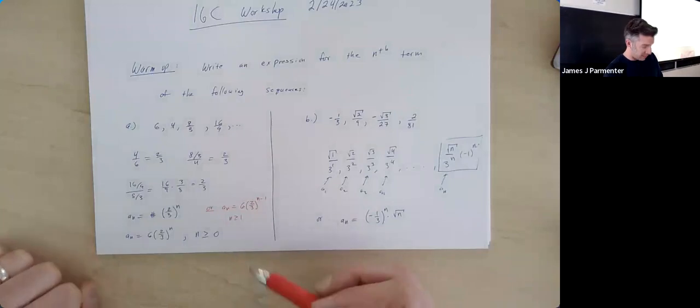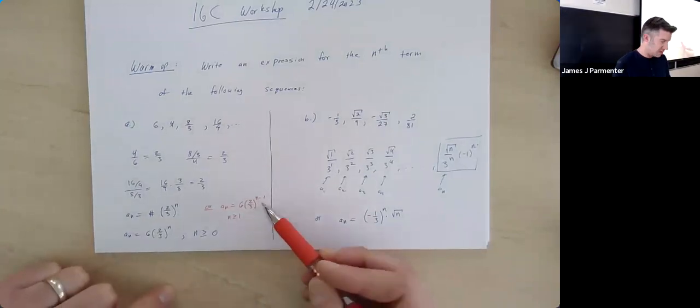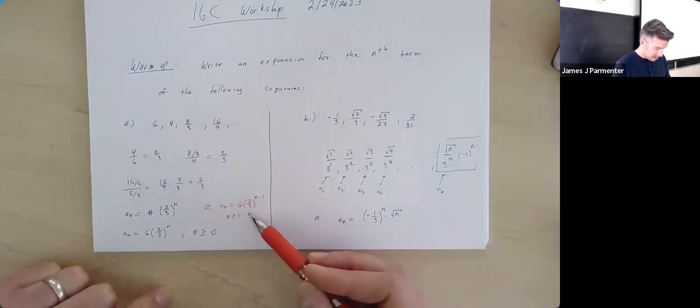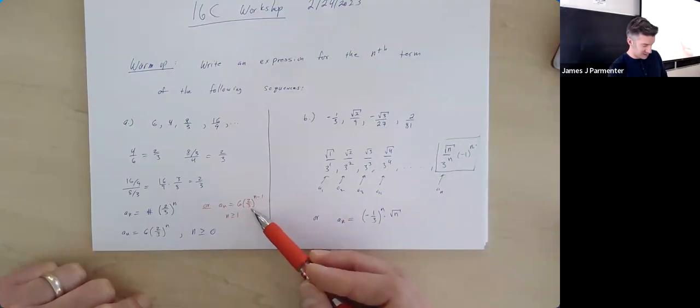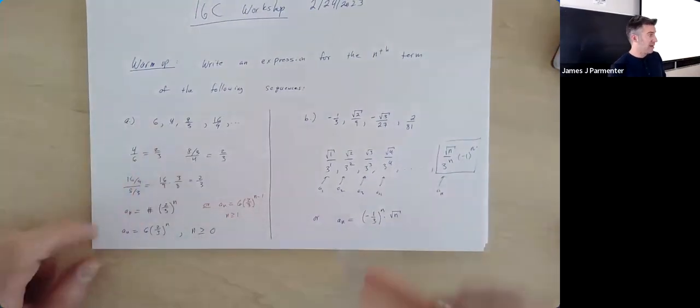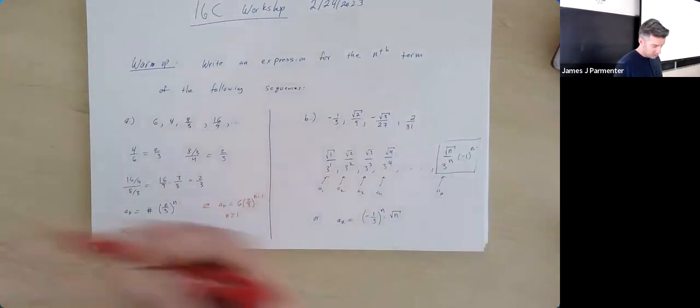I always like to check. If I plug in n equals 1, I get one minus one, which is zero. 2/3 to the zero is one, and 6 times 1 is 6. And if I plug in n equals 2, 2/3 to the 2 minus 1 is just 2/3, and 6 times 2/3 gives me 4. And every time n gets 1 bigger, I'm just going to multiply by another 2/3. So this would totally work.